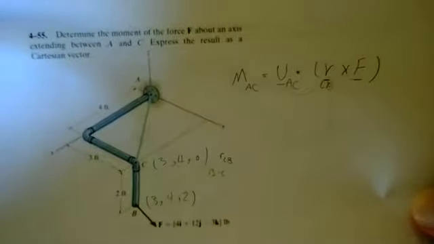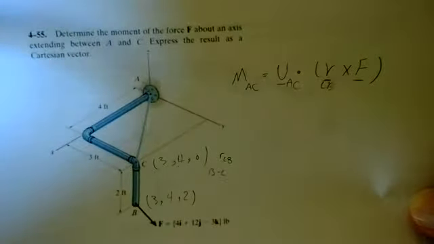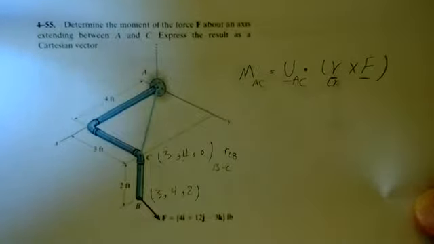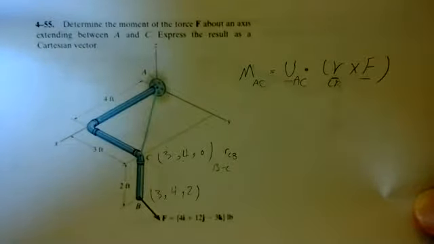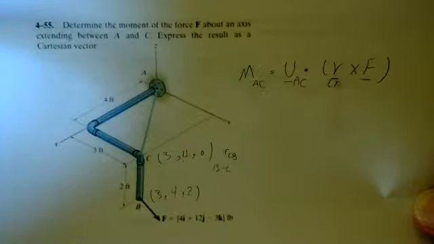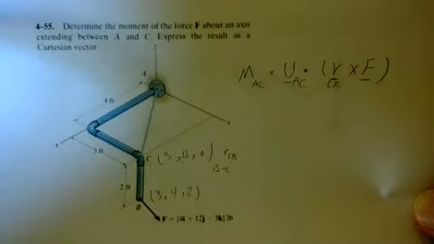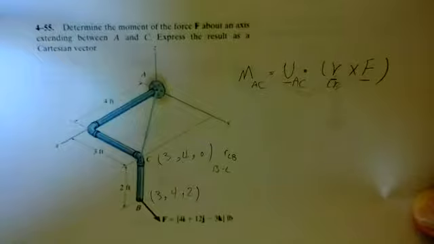Okay, we are doing moments about an axis today, and we have problem 455. I'm having a hard time finding the RCB. The result is a Cartesian vector, so you're going to do RCB cross F dotted with UAC.